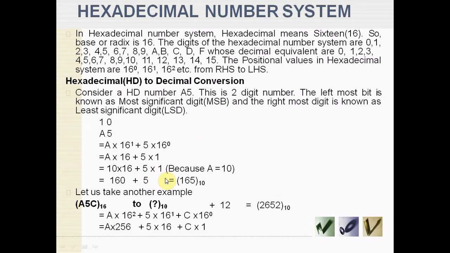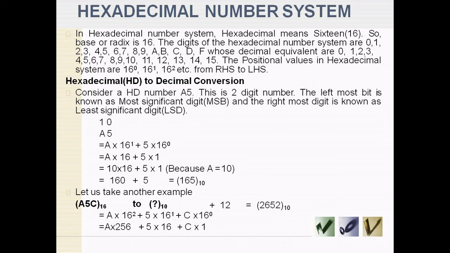Now we multiply the digits with their positional values. We multiply A with 16 to the power 1, plus 5 into 16 to the power 0. Any number to the power 0 is equal to 1. So A into 16 plus 5 into 1.